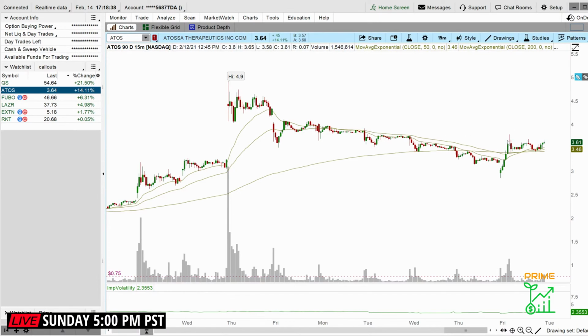But this is another one I wouldn't want to go all in. I would want to just really manage risk on some of these because they could be a little bit volatile, a little bit risky.